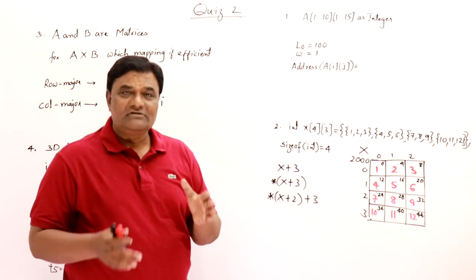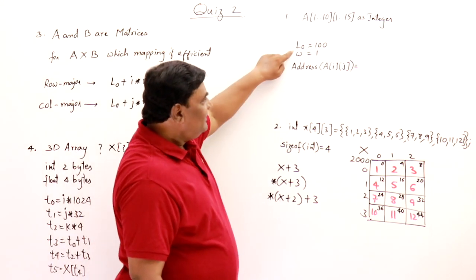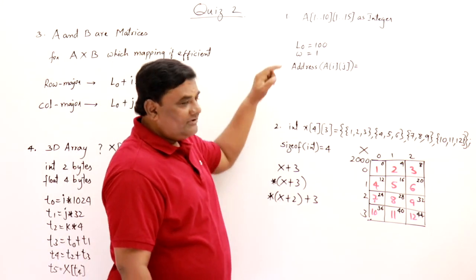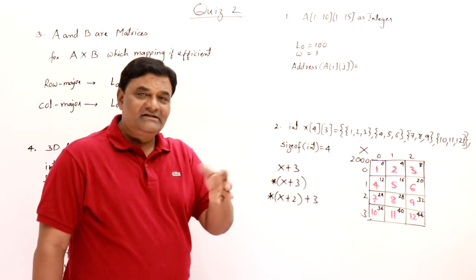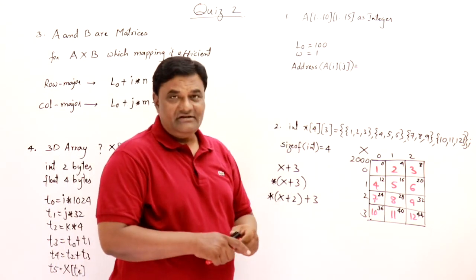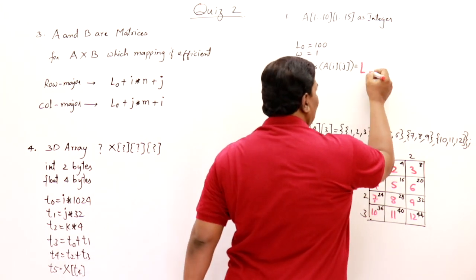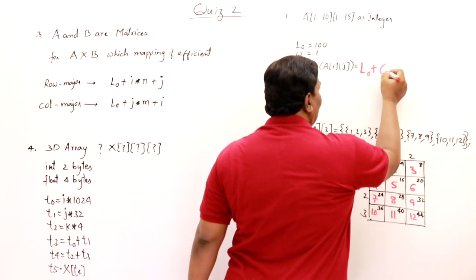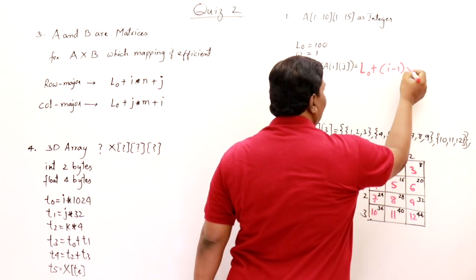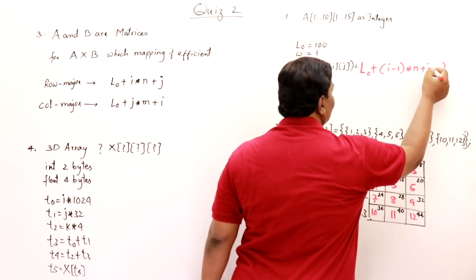What will be the formula? Because the formula is a known formula, and in that we already know L0, that is location 0, and W. So we can use that, and still it will be a formula. We will not get a single value because we don't know I and j. So what is the formula? See, the formula is L0 plus (I minus 1) into n plus (j minus 1).